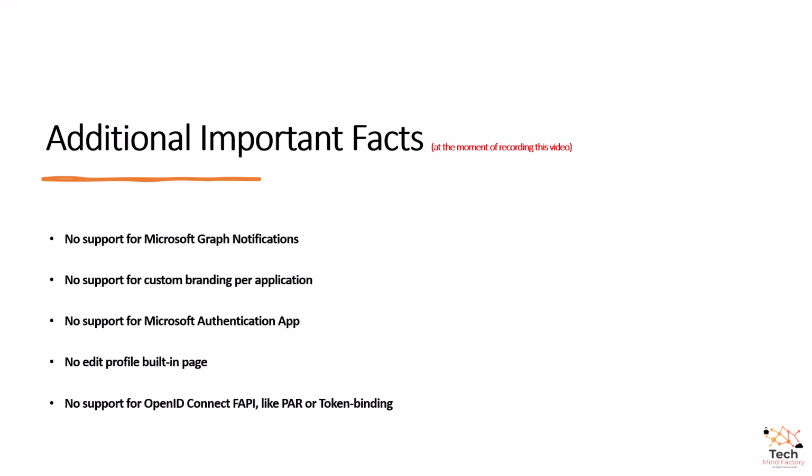Okay, no support for OpenID Connect financial API like push authorization requests or token binding. So that's very important, especially in highly regulated industries. I think it would be beneficial to have at least some of those features like push authorization requests to hide authorization parameters from the browser and use the backend channel. And also it would be beneficial to have token binding or sender constraint, how it's called, to make sure that access tokens are bound to a specific client application. At the moment of recording this video, there are no features like this.